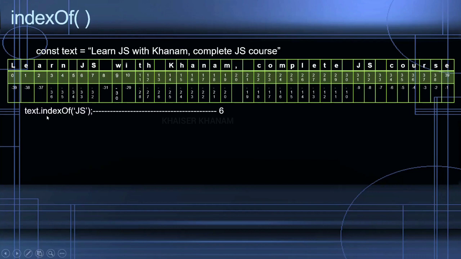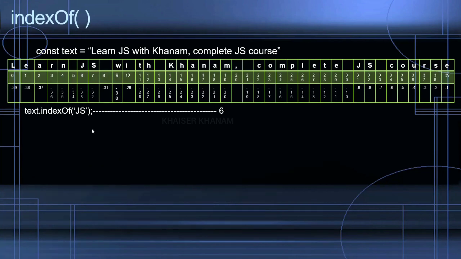Now this will be our first example, text indexOf. Inside this I have passed the string. This is the first syntax which we have seen. I have passed JS, and inside the text I have JS. At which position do I have it? At the 6th position. So I will get the index number as the result. Whatever index number it has, that I will get as my result.